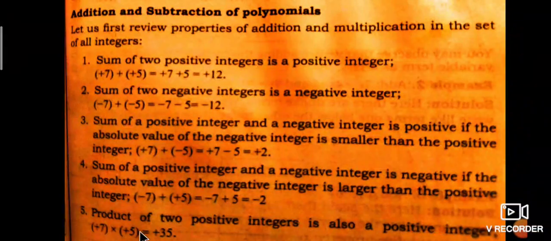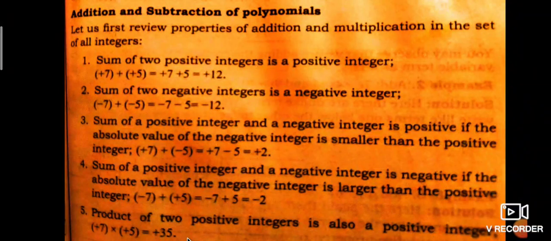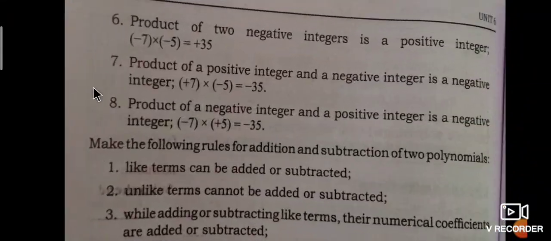Similarly, next one is the product of two positive integers is also a positive integer. Therefore, plus into plus, plus 7 into 5 is equal to plus 35. These are all the properties. Next, to continue the properties, the product of two negative integers is a positive integer. Minus into minus is equal to plus. 7 5 is 35. Is it understood?